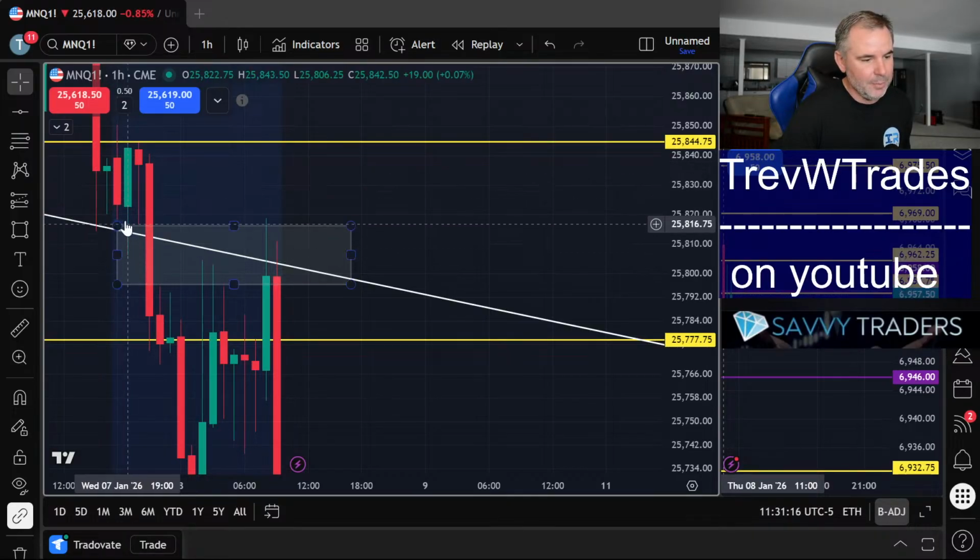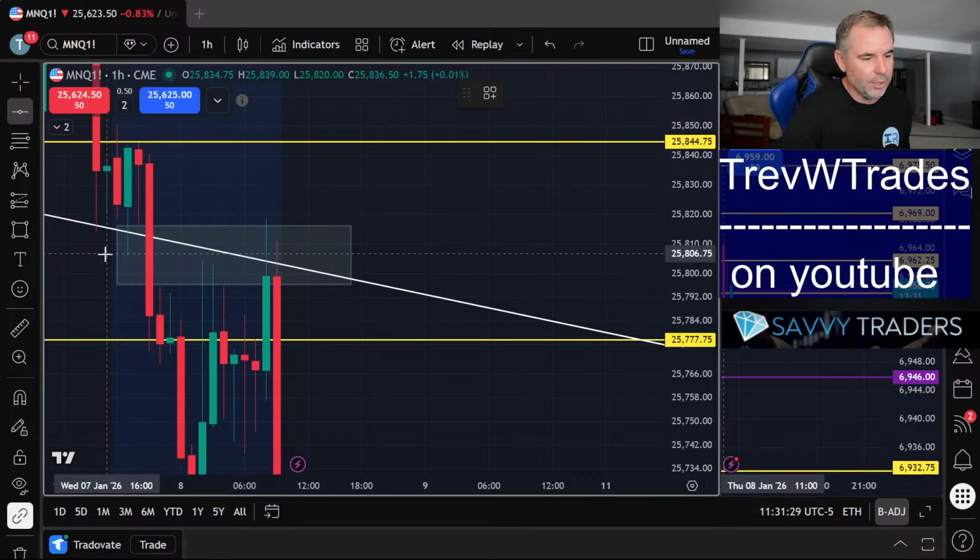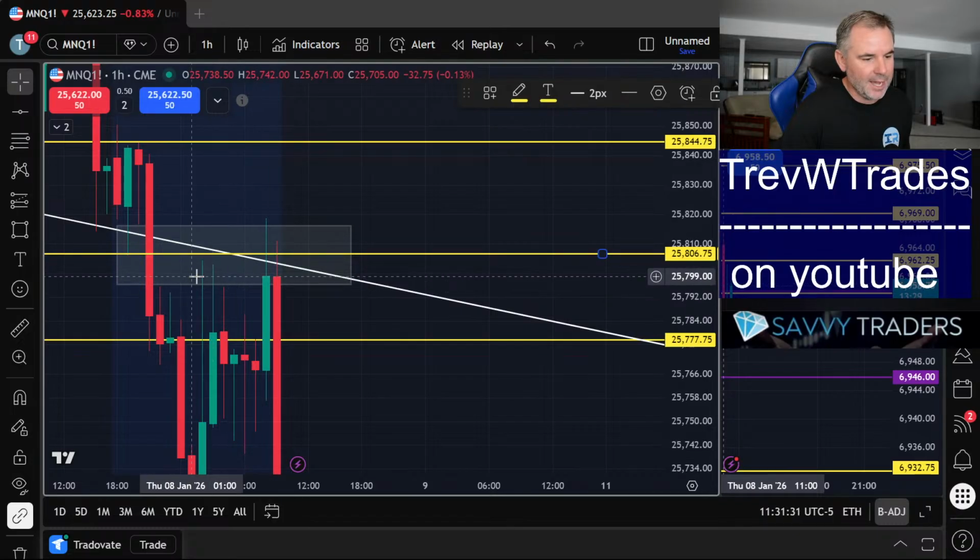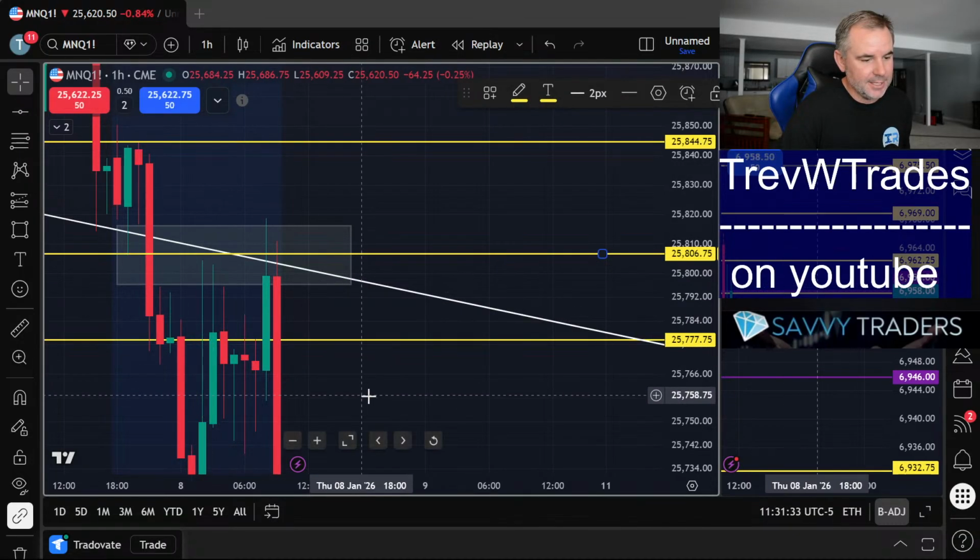We came down, and then we got bought up. We got bought up. And then this massive train ran right through the support. So what happens to old support? It's gonna hold up as new resistance. And what happened? Exactly that.